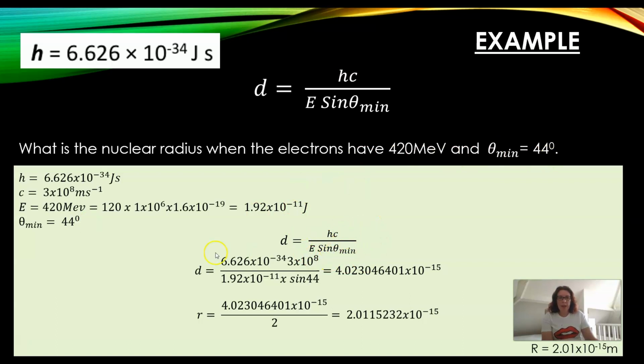Substitute all of that into this equation, so I get hc over E sine 44, and it comes out as 4.023046401 times 10 to the minus 15. Again, that's the diameter of the nucleus, so I just need to halve it. So I get 2.0115232 times 10 to the minus 15. And then, that's three significant figures.